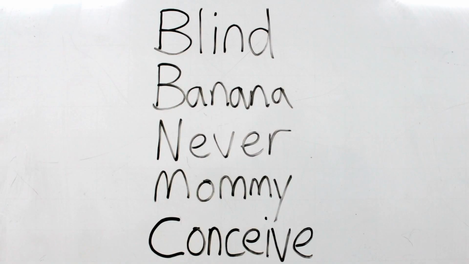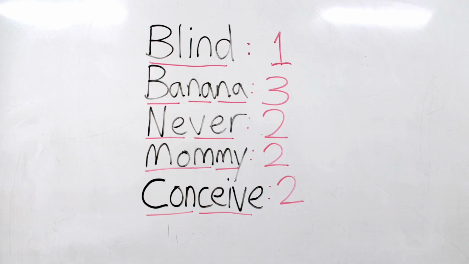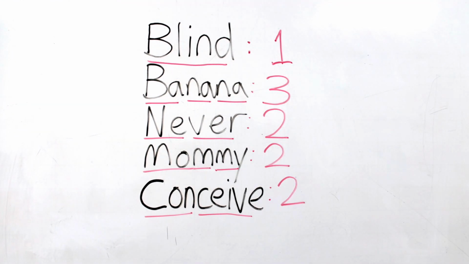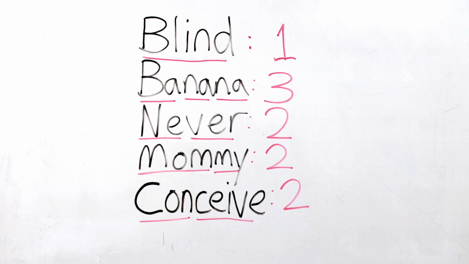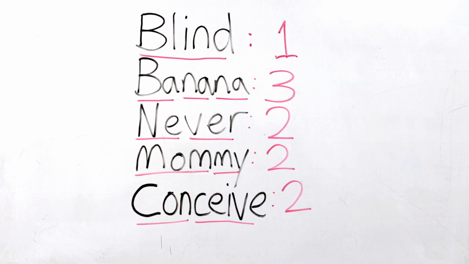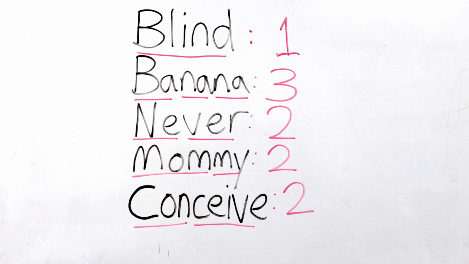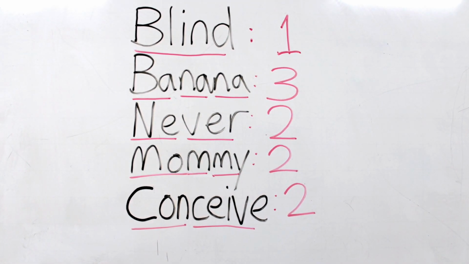Look at these words. Blind, banana, never, mommy, conceive. How many syllables are in each word? So blind, 1 syllable. Banana, 3 syllables. Banana. Never, 2 syllables. Never. Mommy, 2 syllables. Mom-e. Conceive, 2 syllables. Conceive.